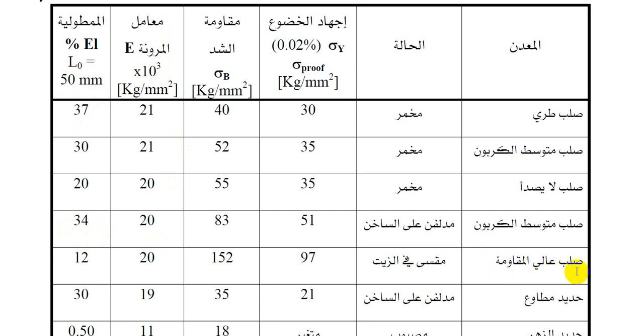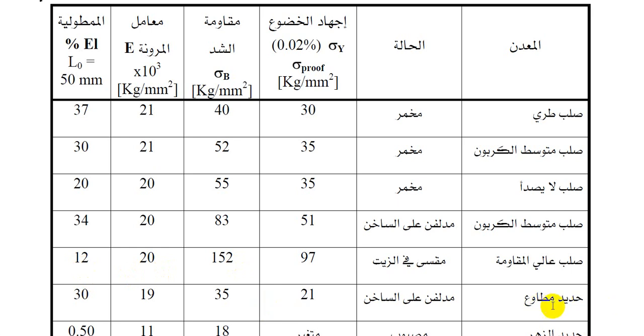The high resistance steel is oil quenched. 97 for the yield stress at 0.02 proof stress, and the tensile strength is indicating 152 kilogram per millimeter squared, as well as 20 times 10 cubic for the modulus of elasticity, or Young's modulus, as well as 12 here for ductility with respect to the initial standardized gauge length.